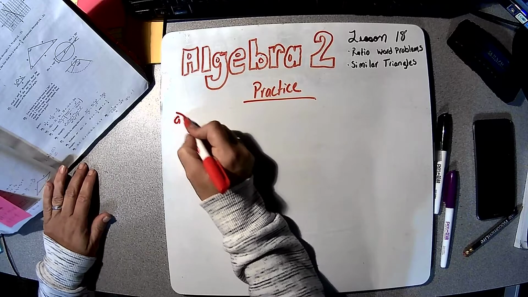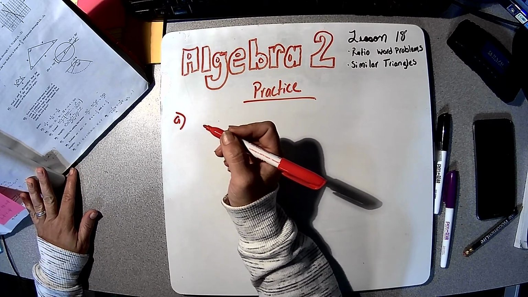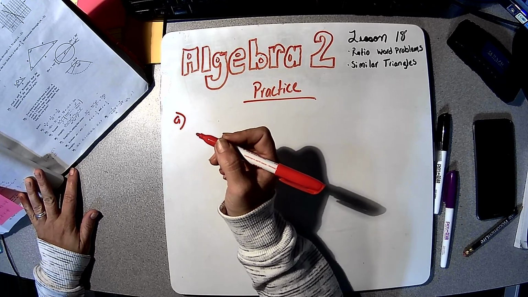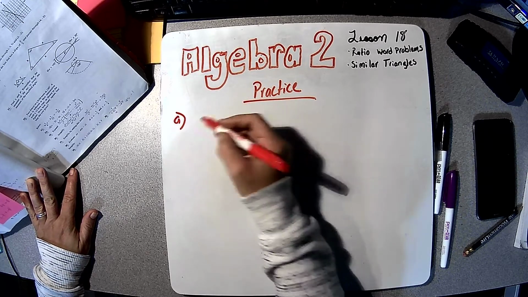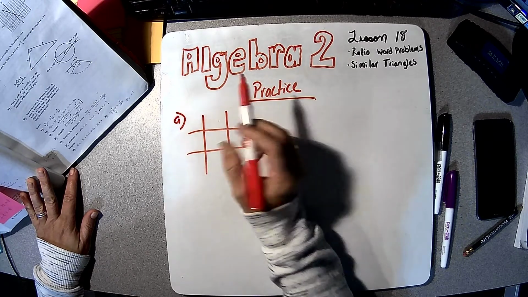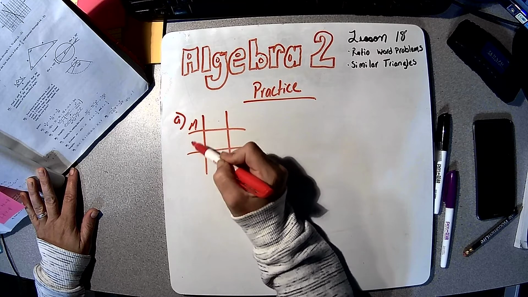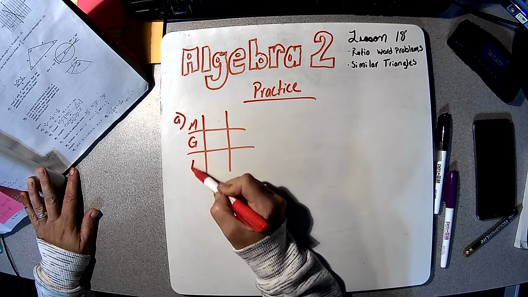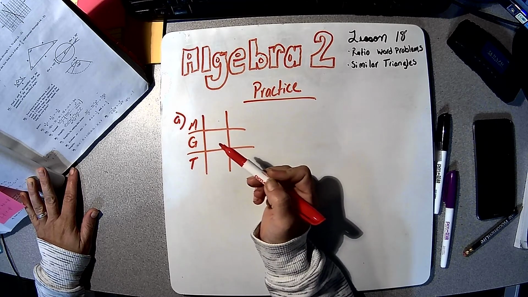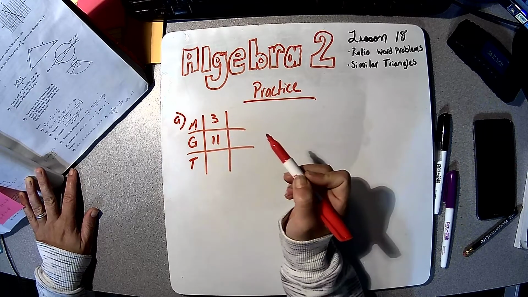All right, so A, the ratio of malefactors to good guys was 3 to 11. If 350 individuals were investigated, how many were malefactors? All right, so we're going to make our tic-tac-toe. And we've got malefactors to good guys, and then we have our total. And it said the ratio of malefactors to good guys was 3 to 11.